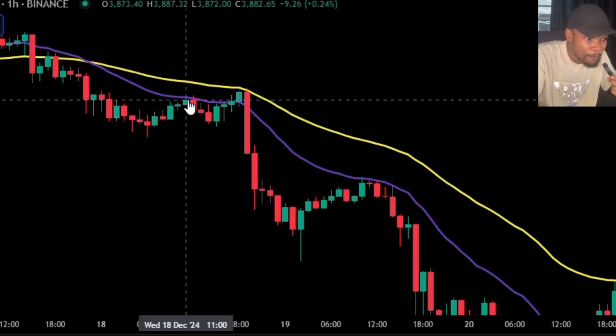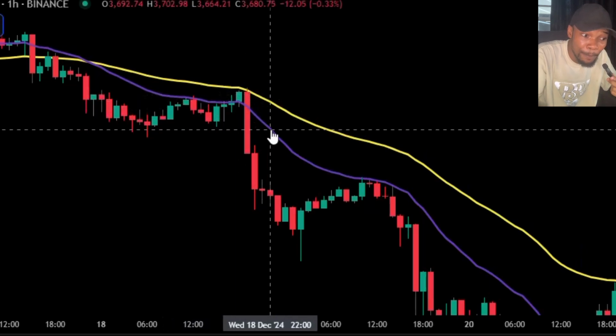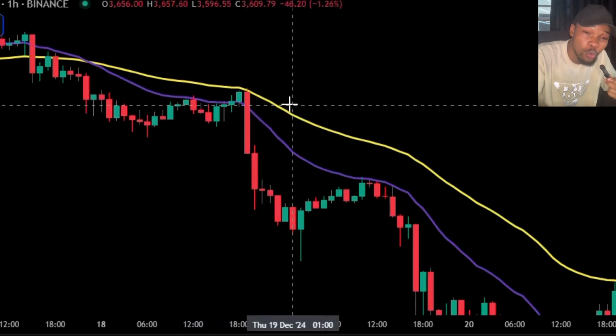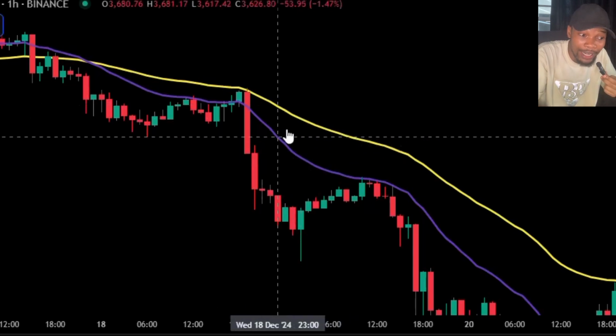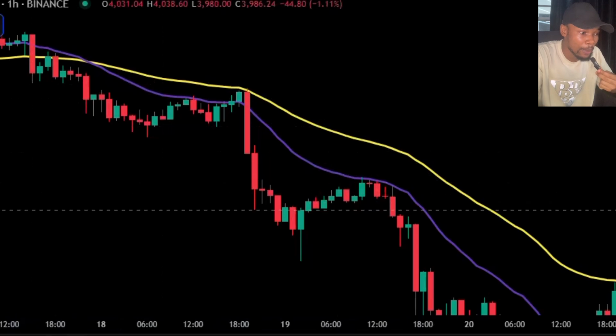All right. So even if you enter here and the price started going up, remember that the blue line is still under the yellow line, so we are on a downtrend. So there is no need to take out your profit. Leave it as long as the blue line is still under the yellow line, we are on a downtrend, and of course we are still going to see a massive drop.